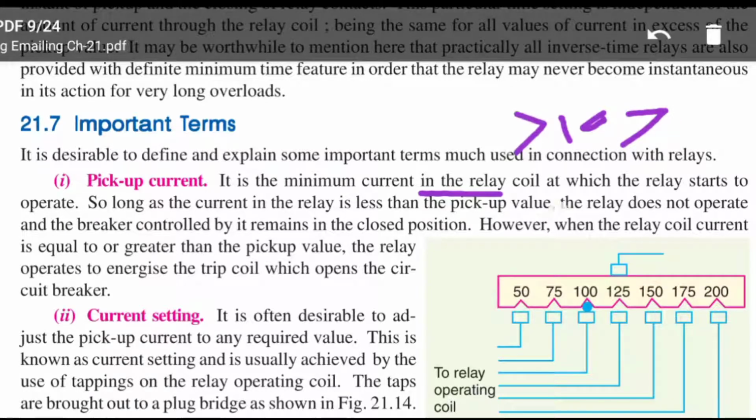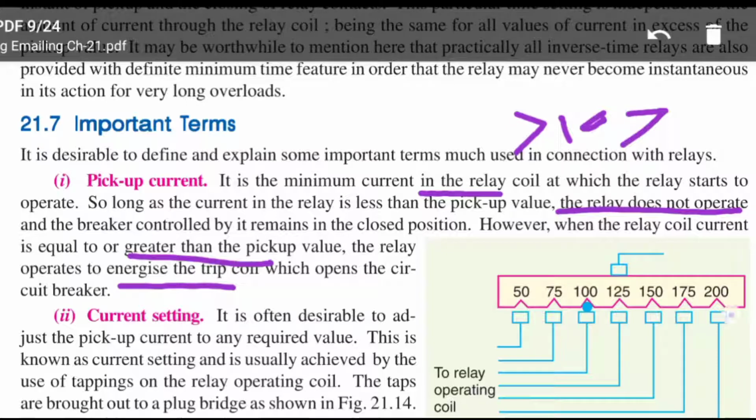That is known as pickup current. That is the definition of pickup current. Less than the pickup value, the relay does not operate. Equal to or greater than the pickup value, the relay tries to operate the circuit breaker. That is known as pickup current.